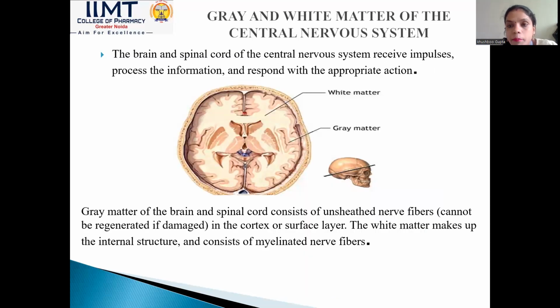Now, what are the gray and white matter of the central nervous system? As I have told you earlier, the brain and spinal cord comprise the central nervous system. Both the brain and spinal cord receive impulses, process the information, and respond with the appropriate action. Gray matter of the brain and spinal cord consists of unsheathed nerve fibers and the cortex or surface layer. The white matter makes up the internal structure and it consists of myelinated nerve fibers.